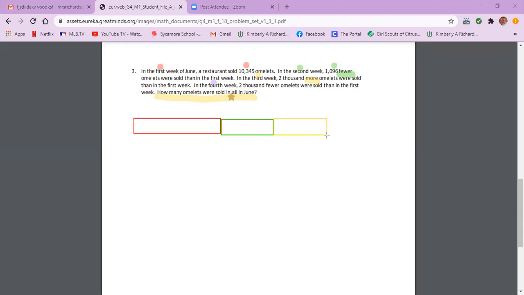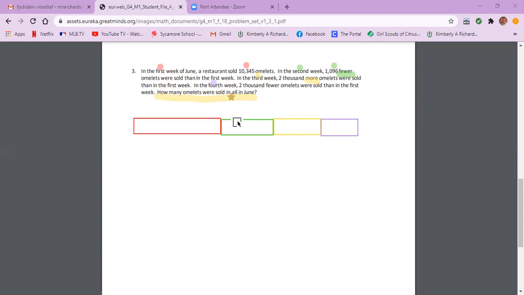Some people may do other things. I like color, and that's just my thing. And then finally, the fourth week, we'll use purple. So there's only one week that we really know the information for, right? All we know is the first week. That's all we really know. So that's our only information that we really know. So that is the only number that I can really fill in.